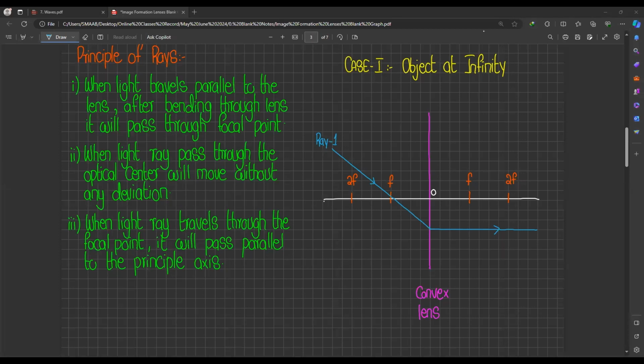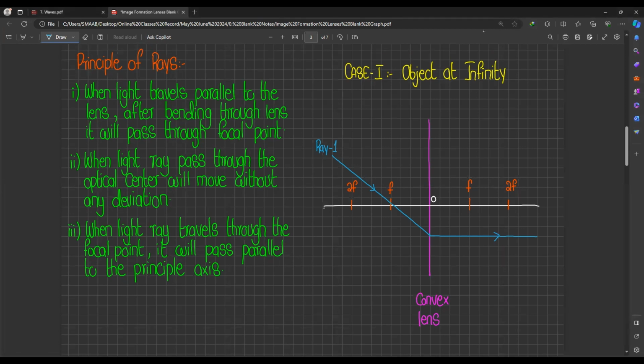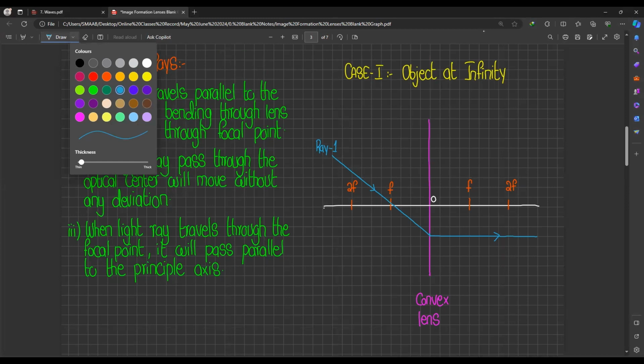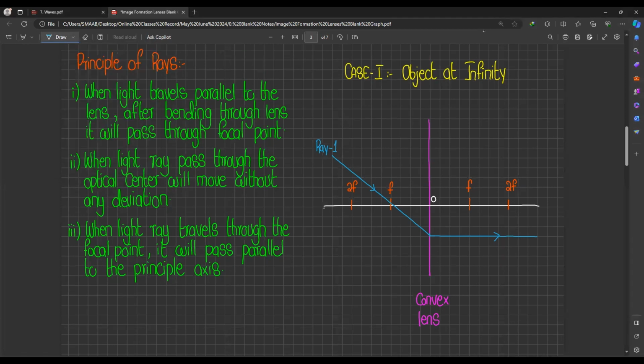Okay, so any confusion in the first ray diagram coming from infinity? When it comes from the principal focus, use the third point of the principal ray, so it will move parallel to the principal axis. And secondly, if we consider one more ray, the second type of ray is coming parallel to the first one, but that will pass through the center.